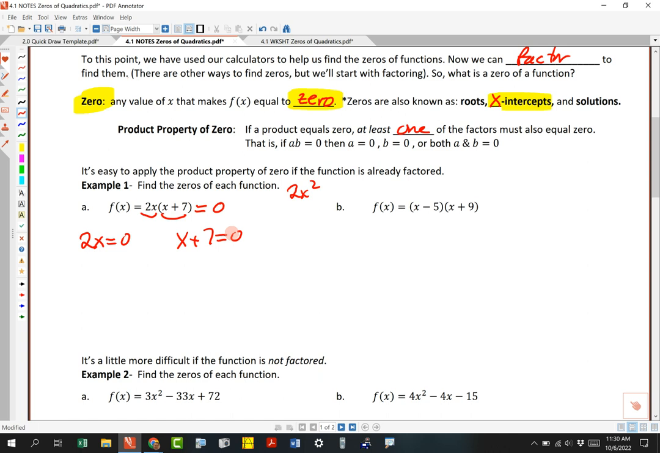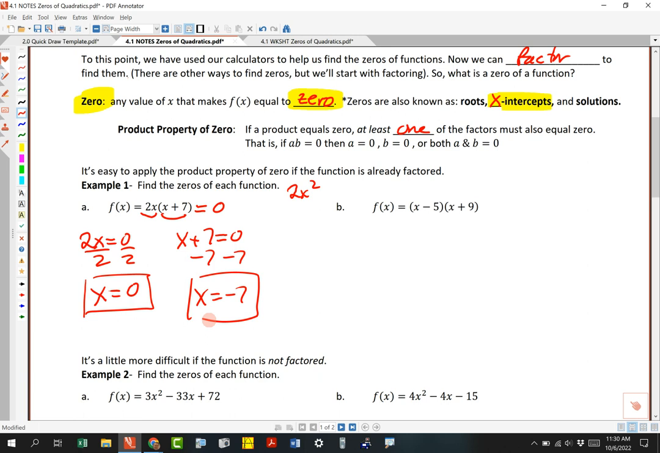And then I just solve that. So on this one, I'm going to divide by 2. I get x equals 0. That is one of the answers. That's one of the zeros. It happens to be 0 in this case. Sounds weird, but it is. Solve this one by subtracting 7 from both sides, and I get x equals negative 7. I get 2 zeros for this. There are the answers. That's all we're looking for. It says find the zeros of each function. We just found both of them.